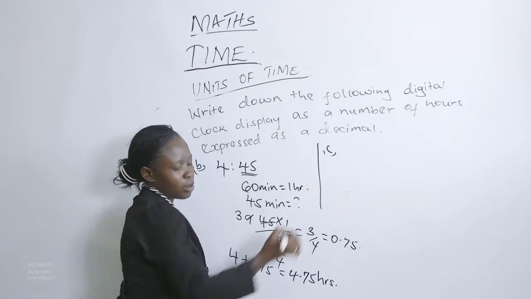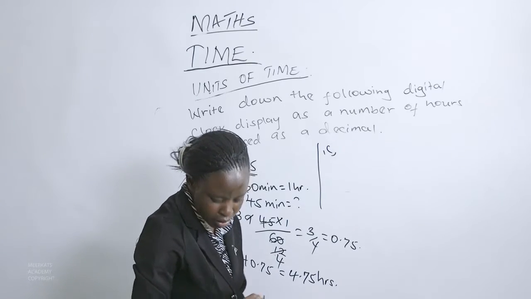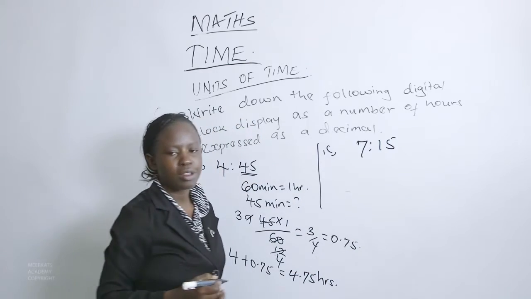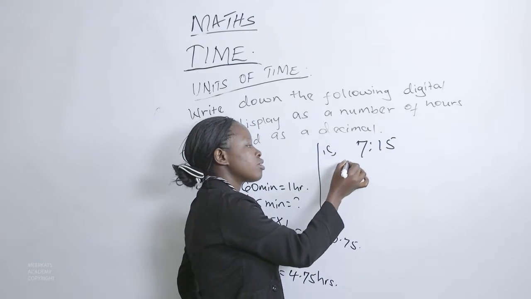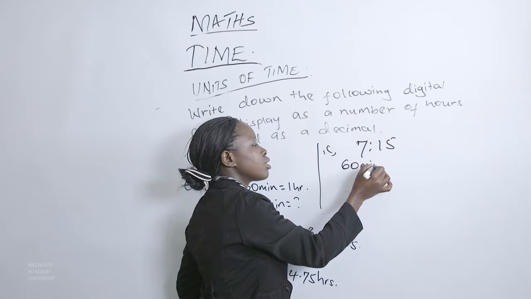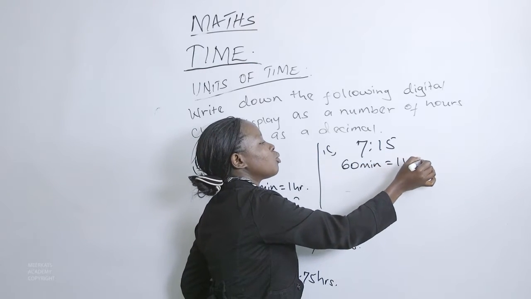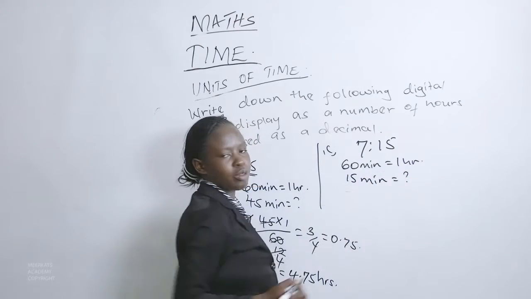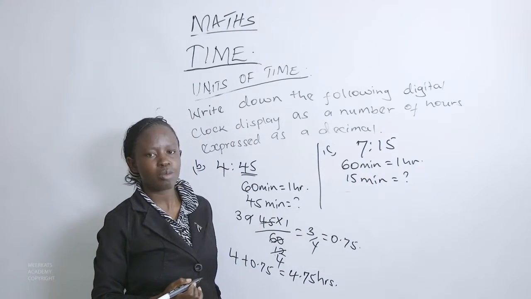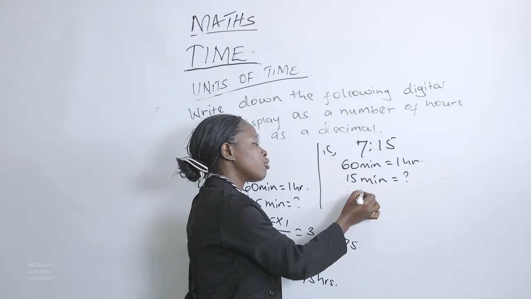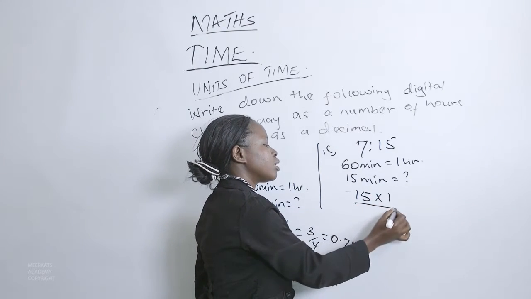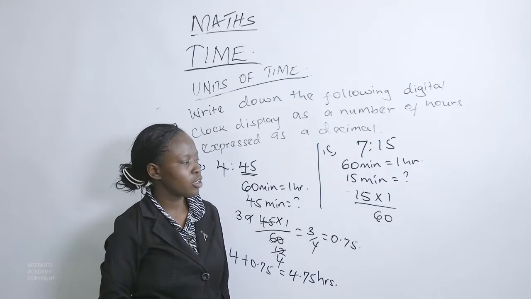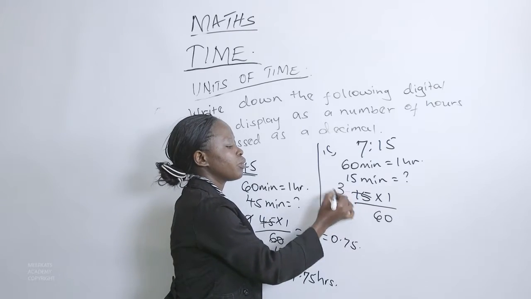The next example we have is 7:15. So converting the 15 minutes into hours, we have 60 minutes is equivalent to 1 hour. What about 15 minutes? So that will mean if we cross multiply, we are having 15 times 1 divided by 60. 5 into 15, that is 3.